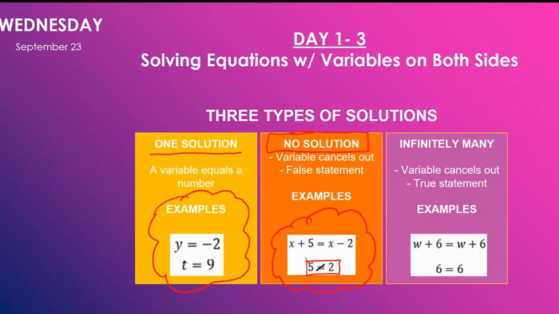Whether it's written as infinite solutions or infinitely many solutions, it is the exact same thing. It is where the variable cancels out and a true statement remains. Example 6: w plus 6 is equal to w plus 6. At the step where I move a variable to the left and subtract w from both sides, we will be left with 6 is equal to 6, which is an indication that we have infinite solutions, or infinitely many solutions.